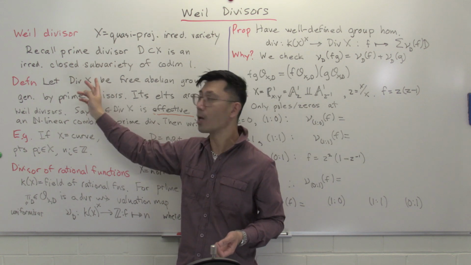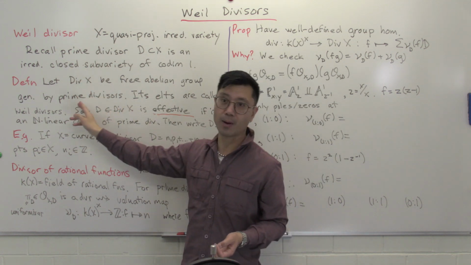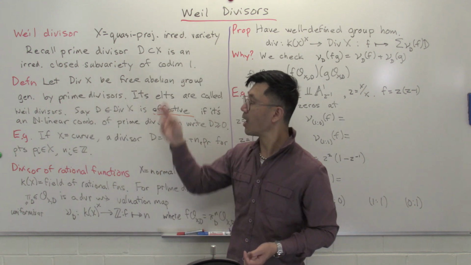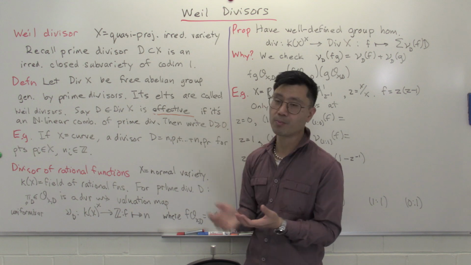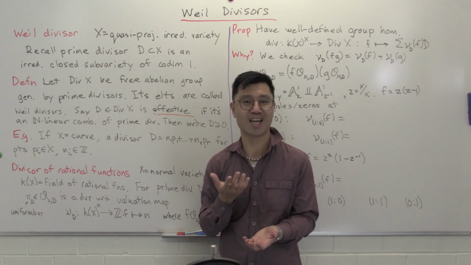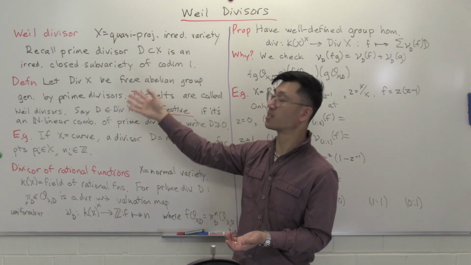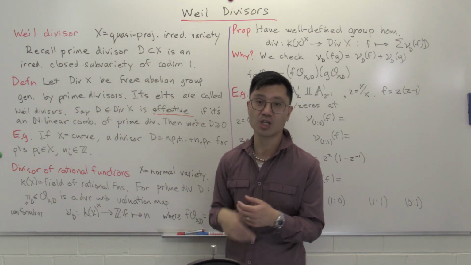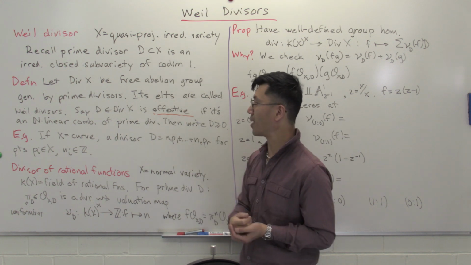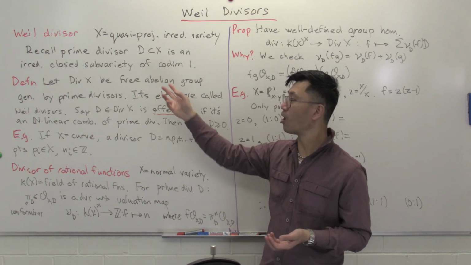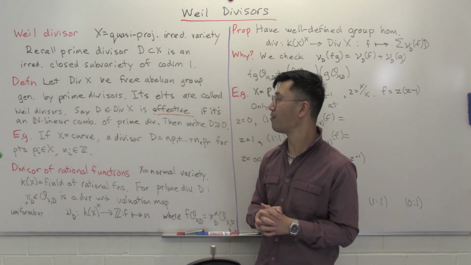So what we're going to do is look firstly at the free abelian group generated by all these prime divisors. And that's going to be denoted Div X. So what do I mean by free abelian group? This is just the set of all formal Z linear combinations of these prime divisors. Okay, and since it's a formal Z linear combination, you can add two of these elements together, so it forms an abelian group, and it's the free abelian group. And the elements of this free abelian group, they're the Weil divisors. Okay, so that's easy enough.